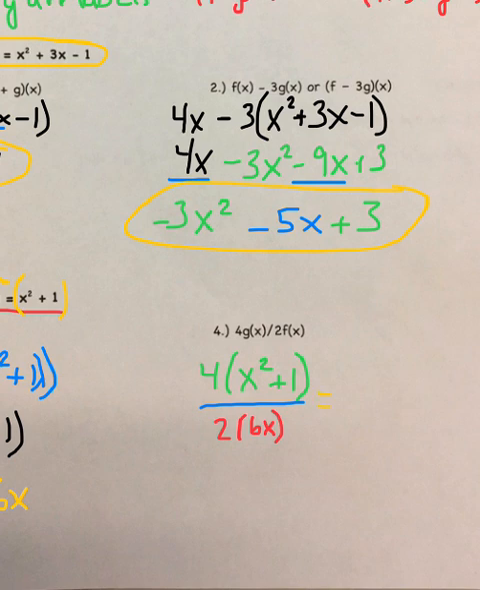So let's see what that is equal to. On the top we have 4 times x squared plus 1. Actually, I'm going to simplify already. Cross out the 4, cross out the 2, the 4 becomes a 2, the 2 becomes a 1. So now I'm going to say 2 times x squared plus 1 is 2x squared plus 2, over 6x.